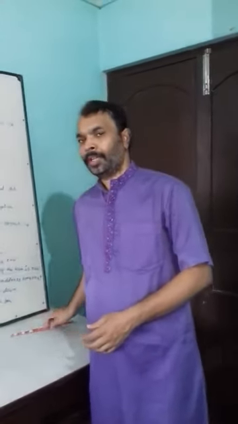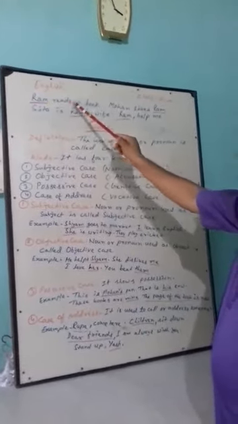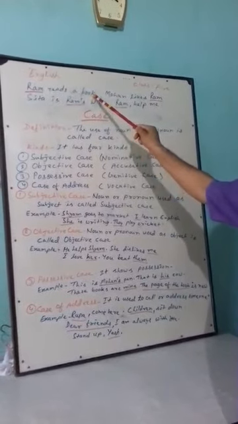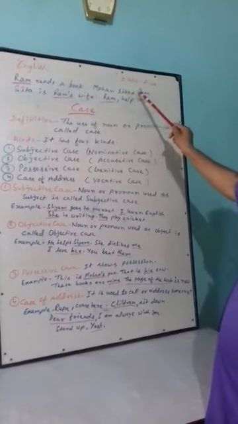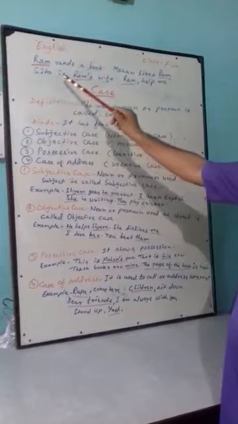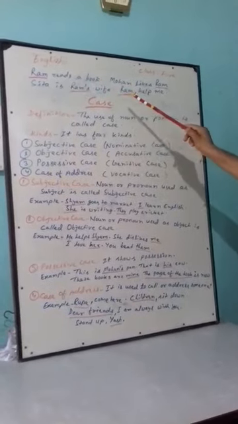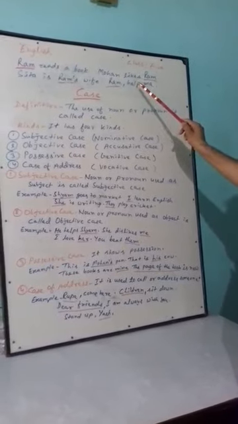Today we shall learn something more. Here are some sentences, you will read them. Ram reads a book. This is sentence number 1. Second sentence is Mohan likes Ram. Third sentence is Sita is Ram's wife. And fourth sentence is Ram help me.